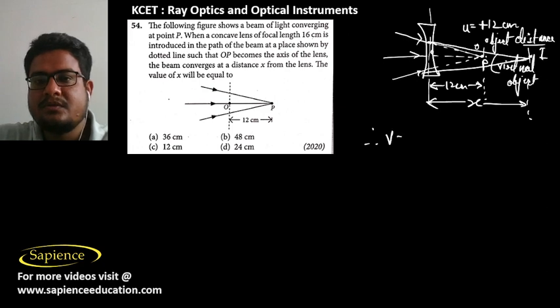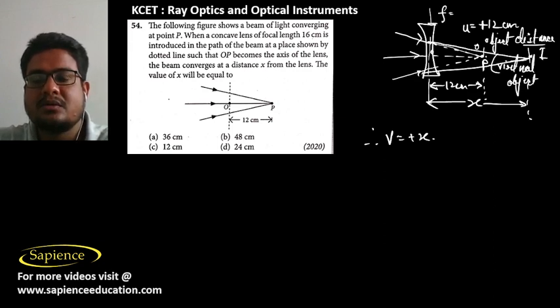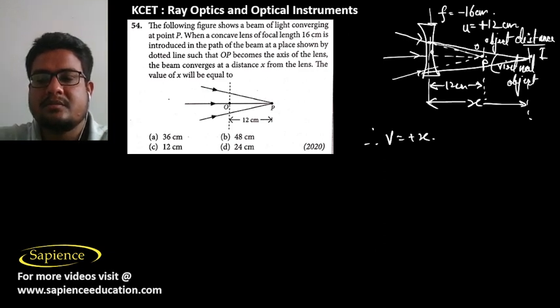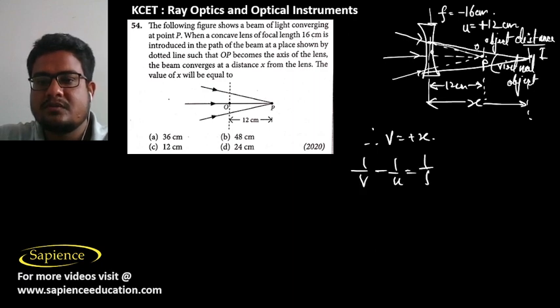So therefore v will be equal to plus x. Here we can apply the lens formula. The focal length is 16 centimeter, and since it is a concave lens, the focal length will be negative, that is minus 16 centimeter. Therefore 1 by v minus 1 by u is equal to 1 by f. It is the lens formula.